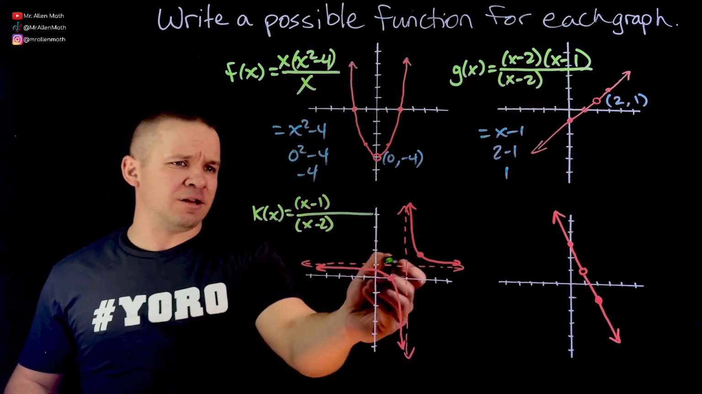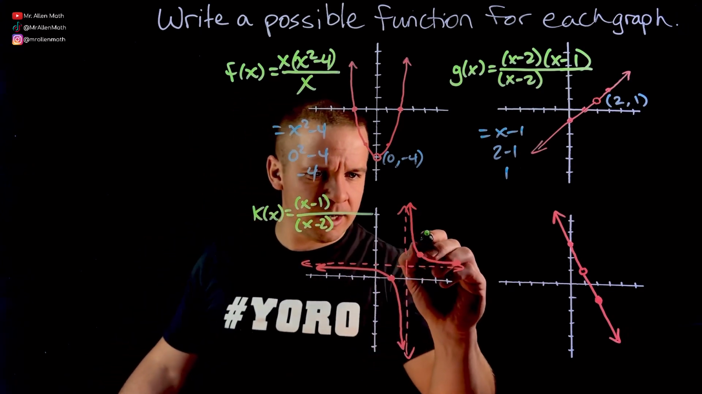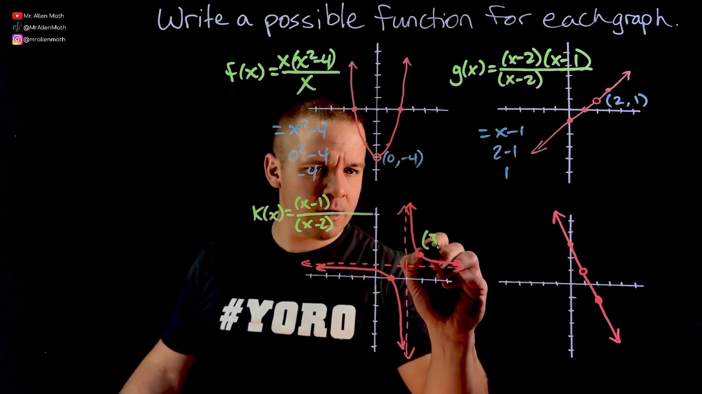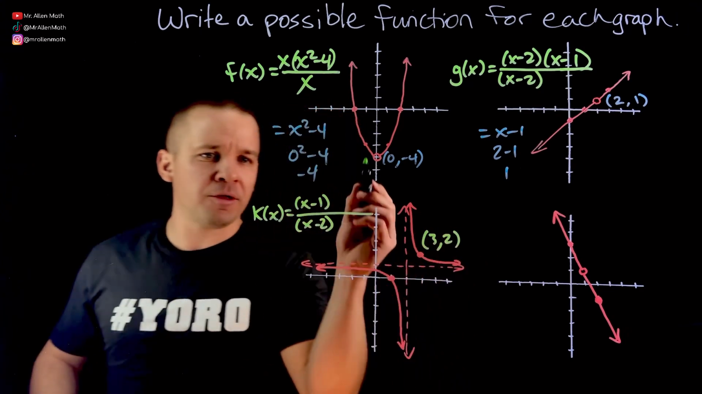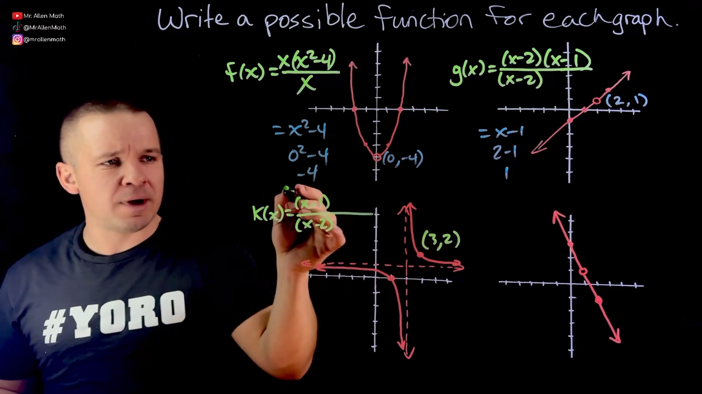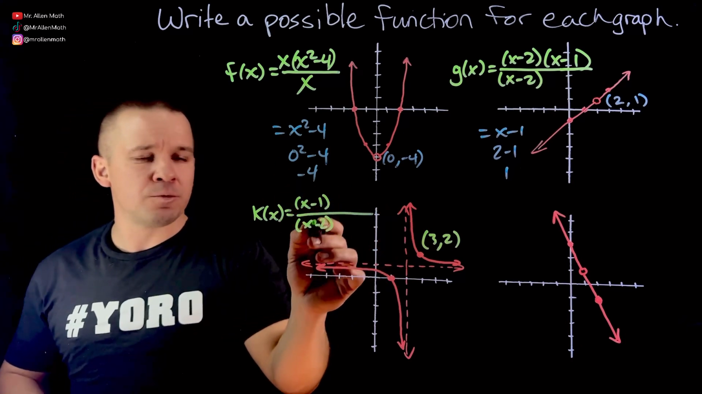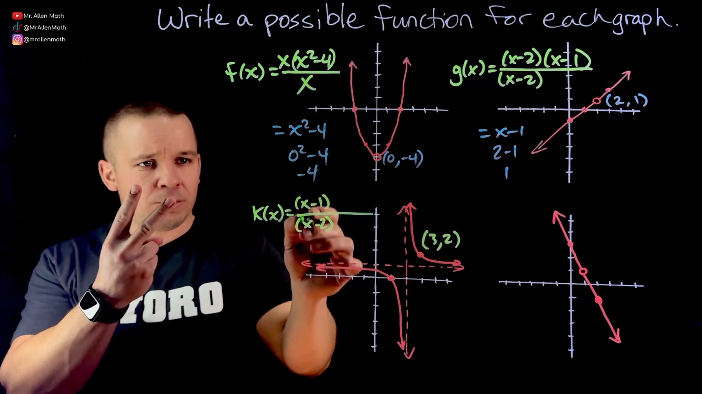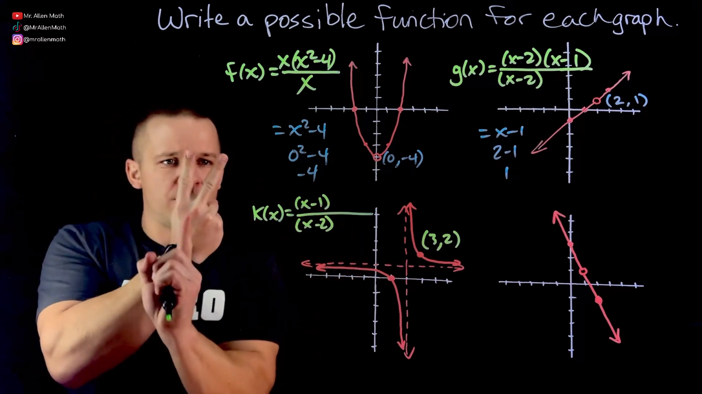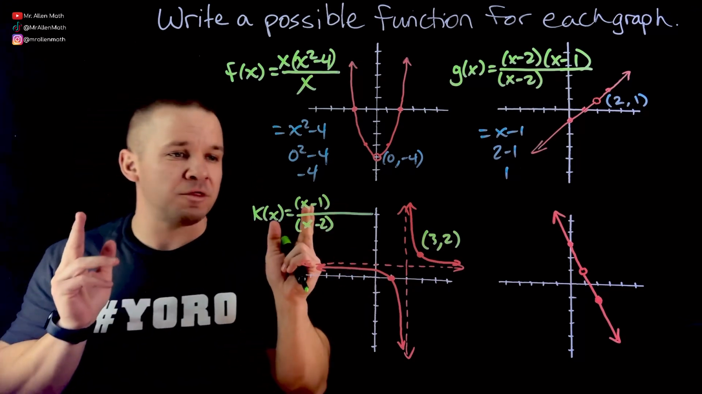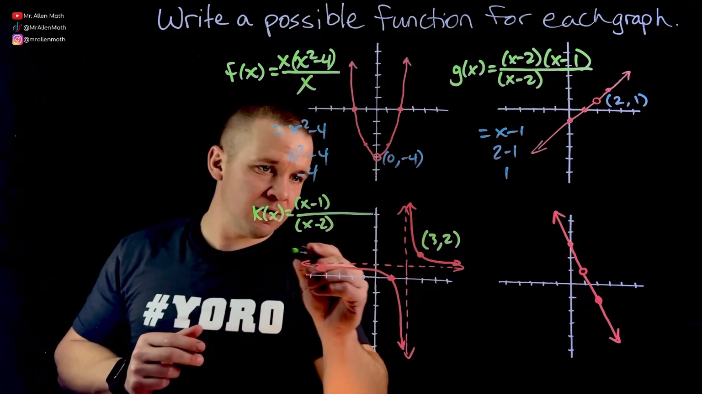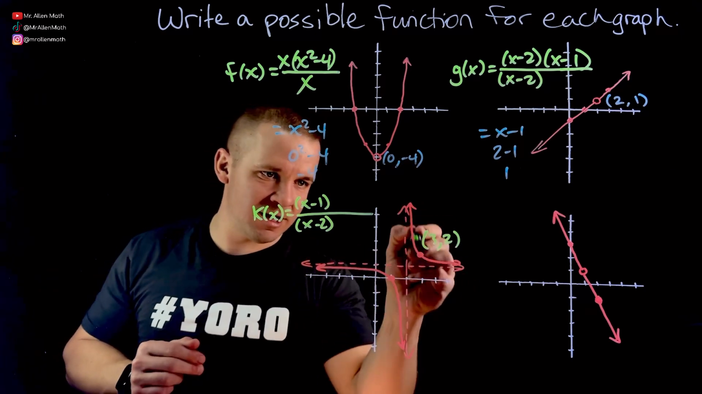Let's see here. It looks like I got another point here. This point is 3, 2. If I plug 3 in here, do I end up getting 2? So 3 minus 1 is 2. 3 minus 2 is 1. 2 divided by 1 is 2. So that checks out. This checks out. That checks out.